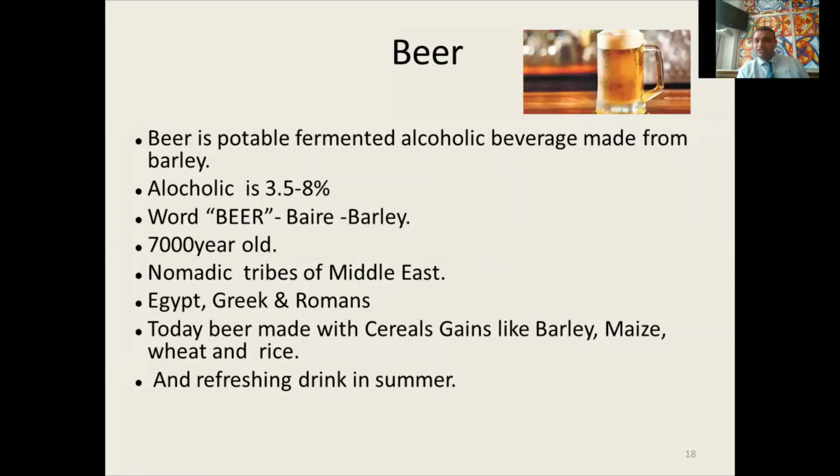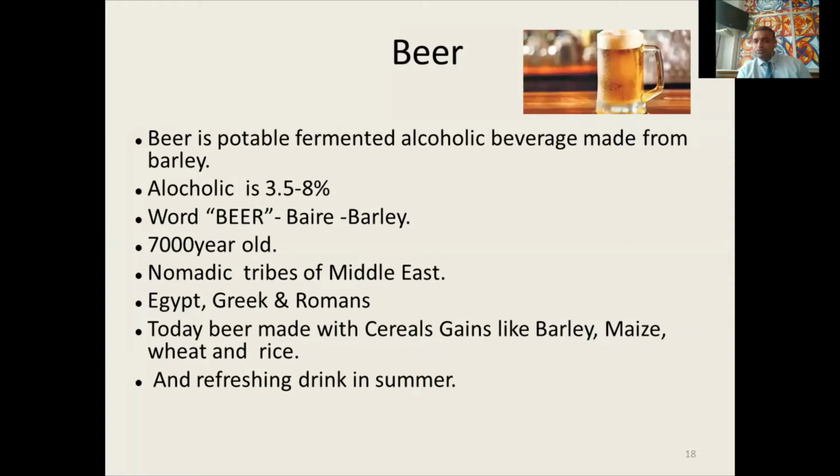The highest consumption in our Telangana state is beer, especially in the summer. When you're thirsty, it fulfills your thirst. That's the reason people love to have beer, as well as it gives a refreshing feeling to the people. That is the reason it has the highest consumption in the state of Telangana. So this is what I repeat about the introduction.